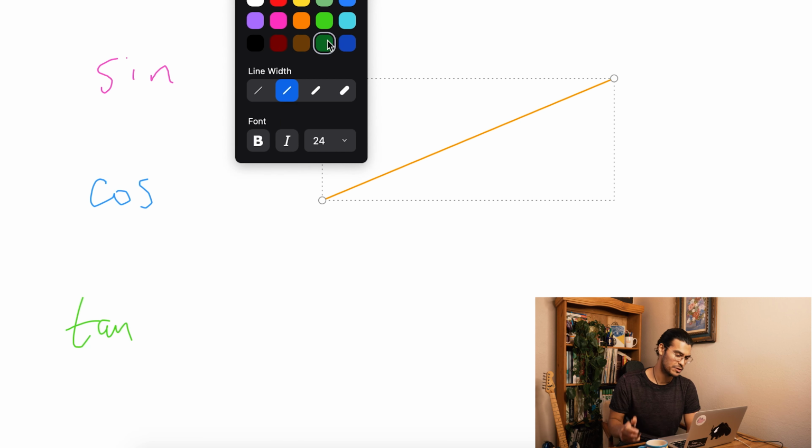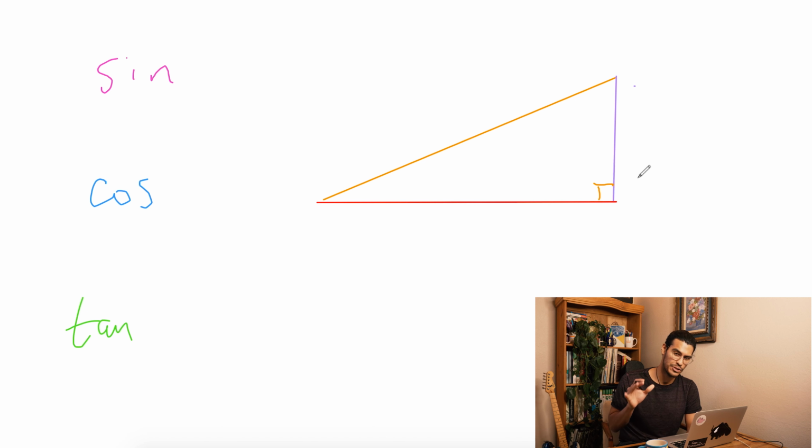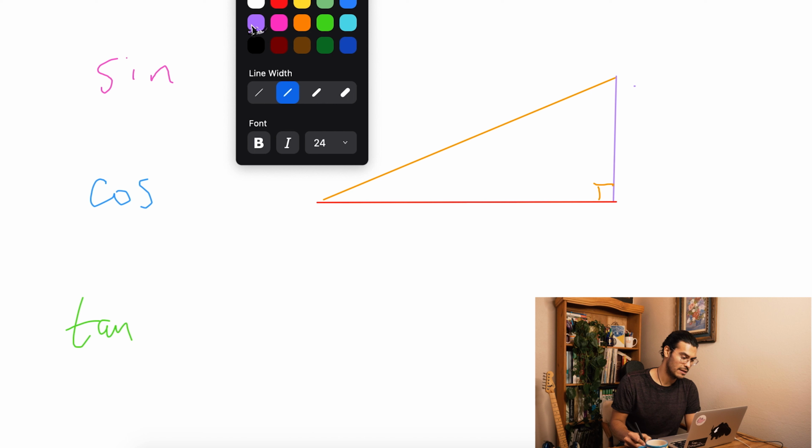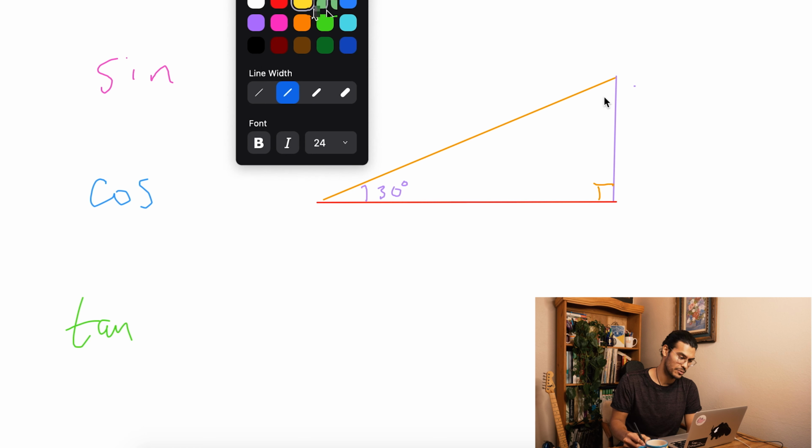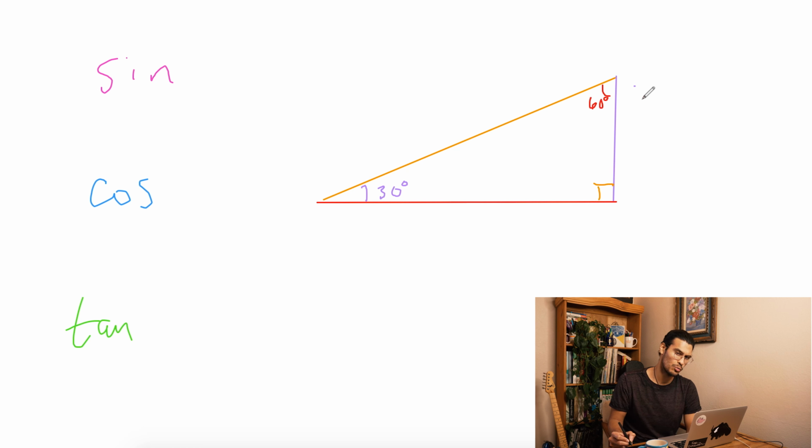So let's use one of our special right triangles that we learned about last time. We said if you have a right triangle where one of the angles is 30 degrees, we know the other angle is 60 degrees. If you aren't sure why we know that, go back to the first lesson where we talked about that, and if you're still not sure, then we'll make a geometry playlist.